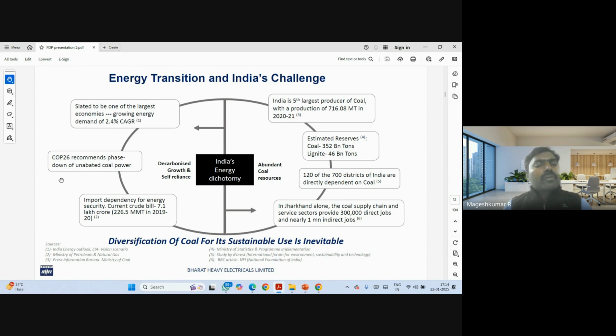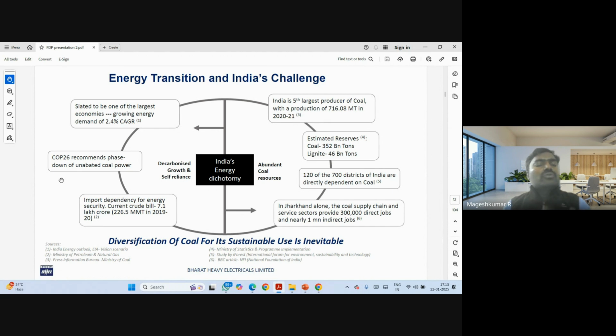That import dependency of energy security, we could reduce our import by 7 lakh crore, which presently we are procuring from outside for our energy demands, as I notified in the earlier slides too. Then what is the growth of this sector? It's around 2.4 CAGR, compounded annual growth rate.